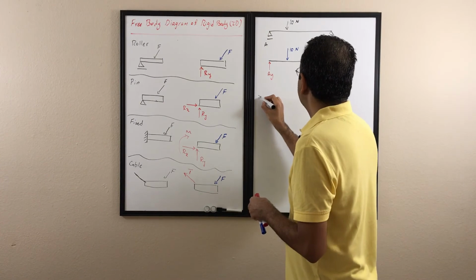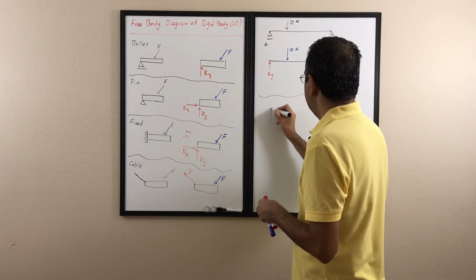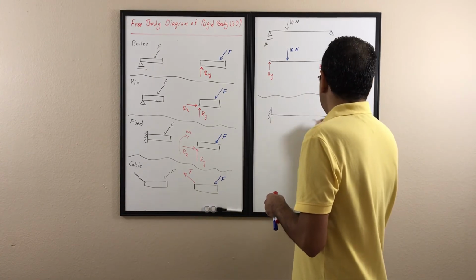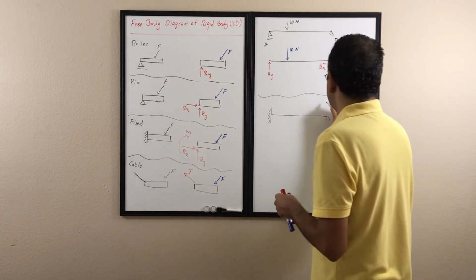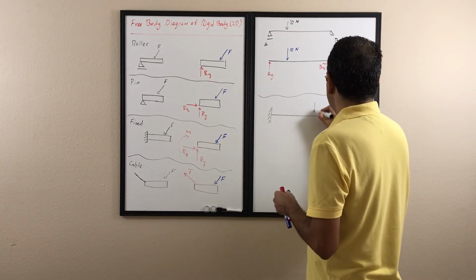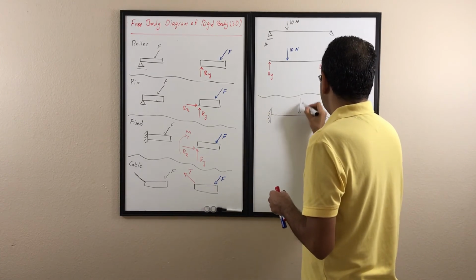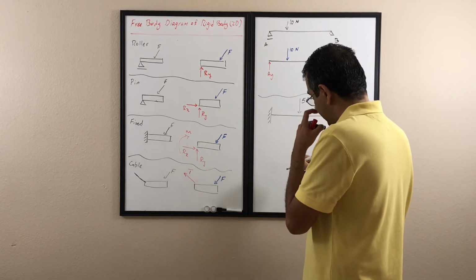Similar again, assume I have, for example, a beam. It has a fixed end at one end and a pin at the other end, and then I have a 2 Newton force here and a 5 Newton force here. So draw the free body diagram first.